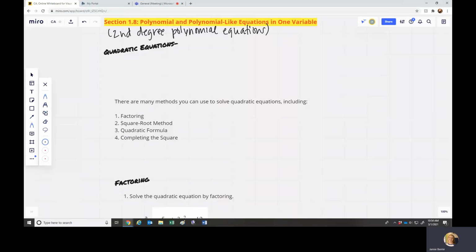So quadratic equations, also known as second-degree polynomial equations, are equations that have the form ax squared plus bx plus c equals 0, where a cannot be equal to 0, because if a was equal to 0, it would knock out this squared term. A, B, and C are just numbers. They're called constants. All right, so A, B, and C are just real numbers.